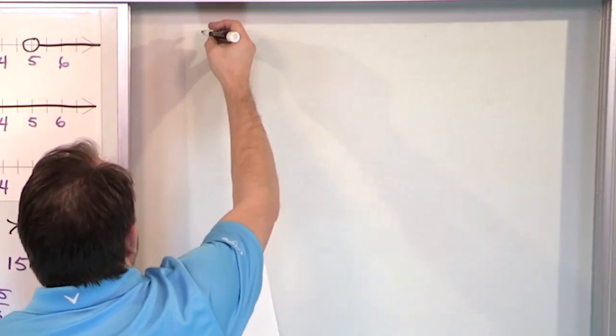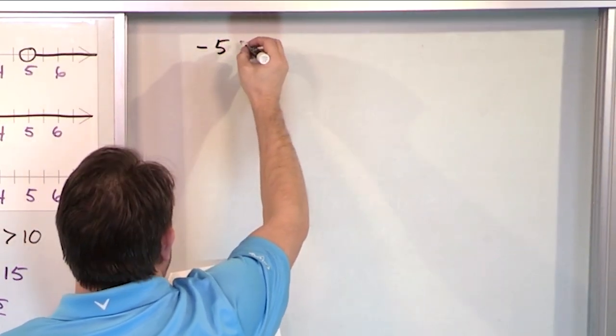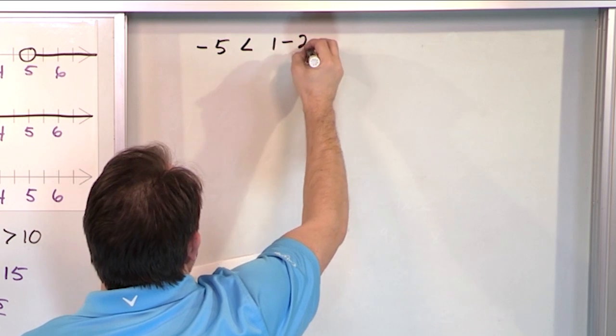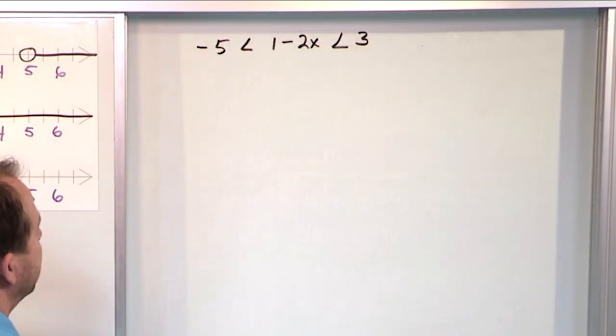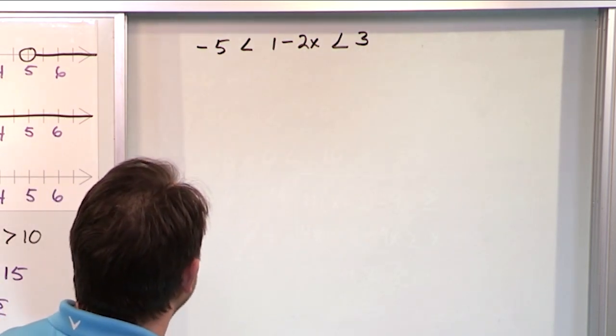What if I gave you a problem that looked like this? -5 less than 1 minus 2x less than 3. And I said, solve this compound inequality. Well, before doing this lesson or the last lesson, you might look at that and be worried about it.